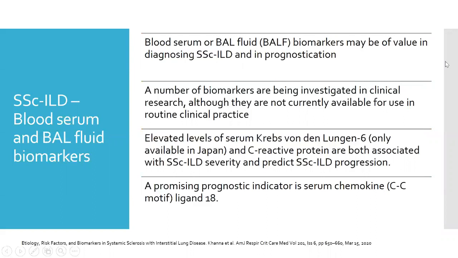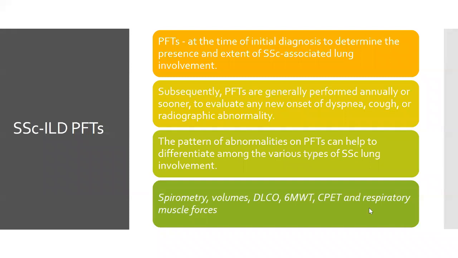There is something called the Krebs von den Lungen 6 level, which is one of the markers that can be used, but this is available only in Japan. C-reactive protein is one that can be used. C-reactive protein has been associated not just with predicting ILD severity, but also with predicting ILD progression. Another important prognostic indicator being studied is CCL18. Again, these are still being investigated. How about PFTs?